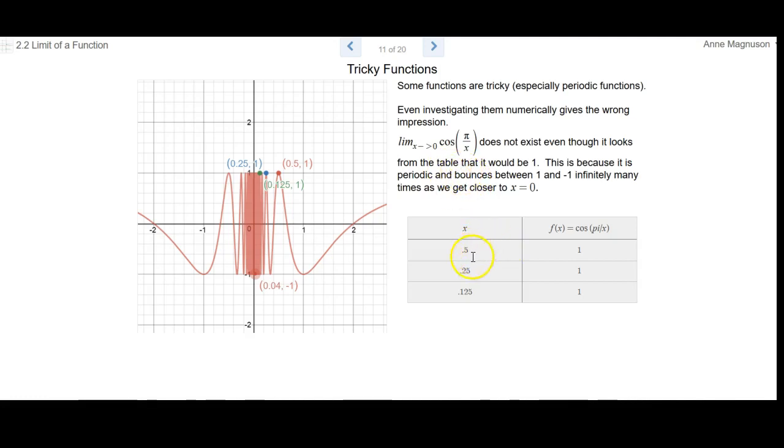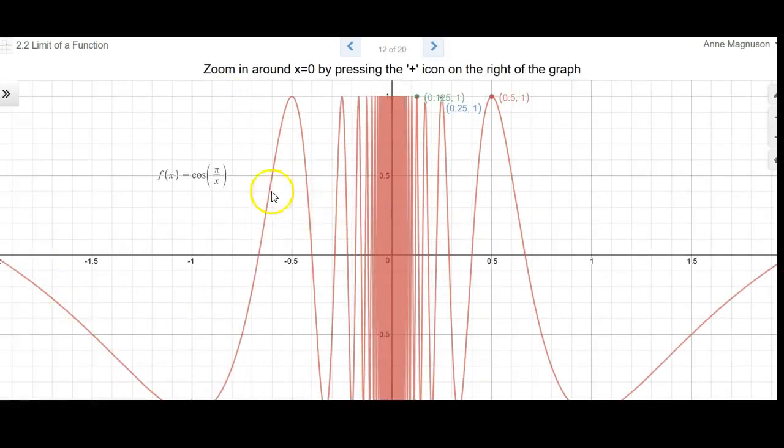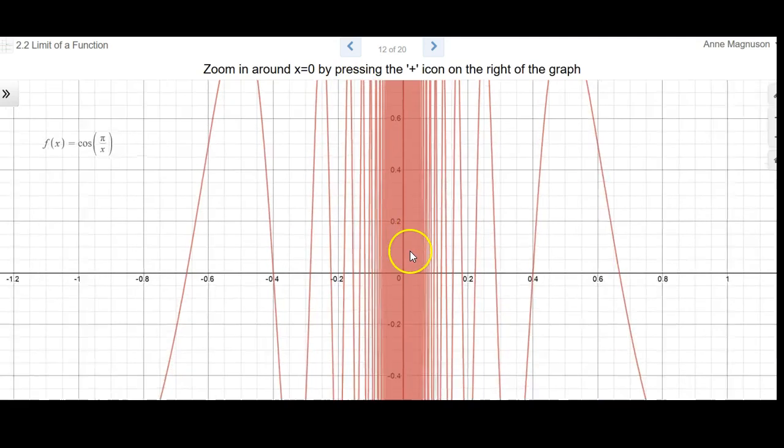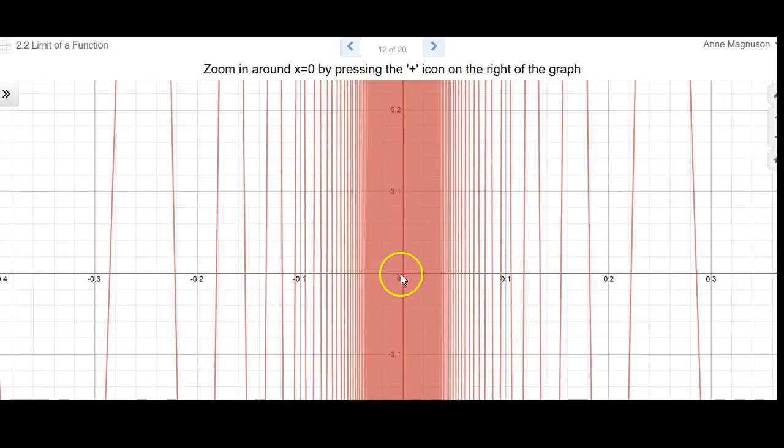Even though if you pick the wrong x values in the table, you'd think, oh, the limit's 1. But looking at the graph, you'll see the limit is not 1 because the graph's values keep bouncing between 1 and minus 1, infinitely many times, the closer you get to x equals 0.